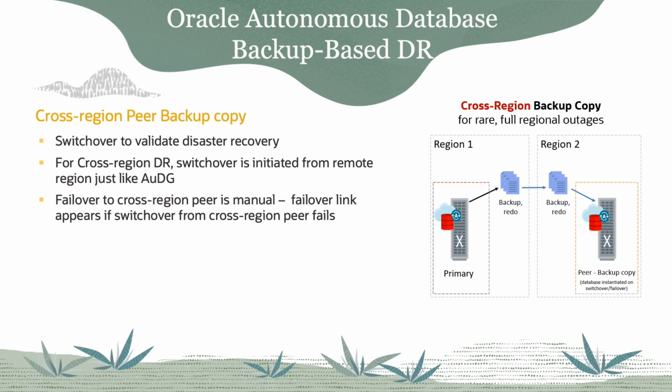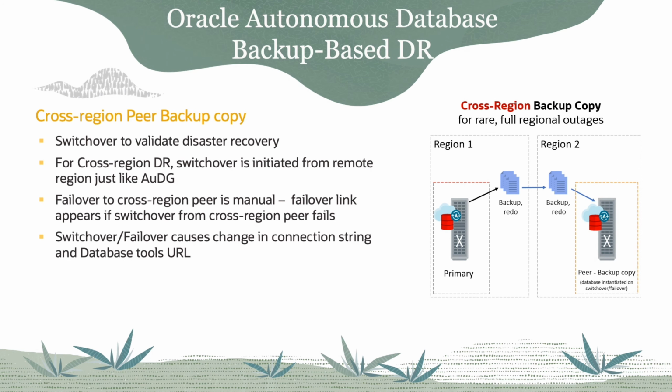When you click on the failover link, it will instantiate the cross-region peer backup copy and assign it with primary role for your autonomous database. Switchover or failover operation to cross-region peer backup copy will cause the database connection string and the database tools URL to change. Hence, you must effect those changes to be able to connect to the cross-region peer backup copy, which will become the new primary. You have to download the wallet from the details page of cross-region peer. Once it becomes available with the primary role, use that wallet to configure your application for re-establishing connection with the database.